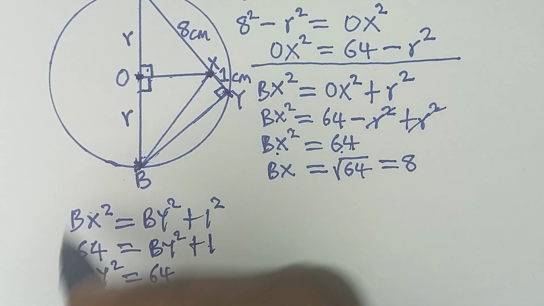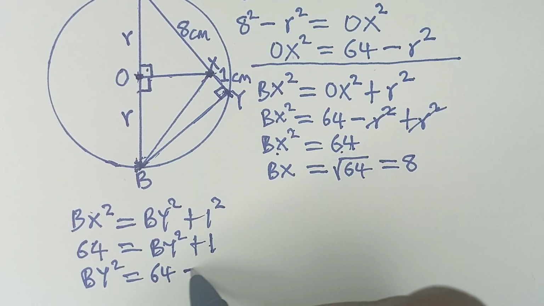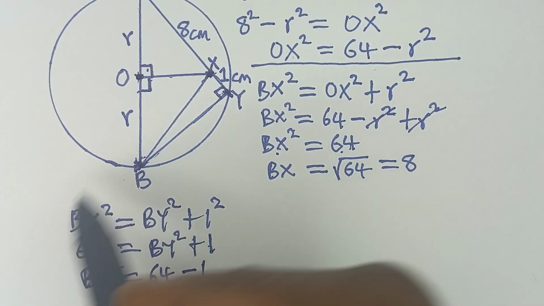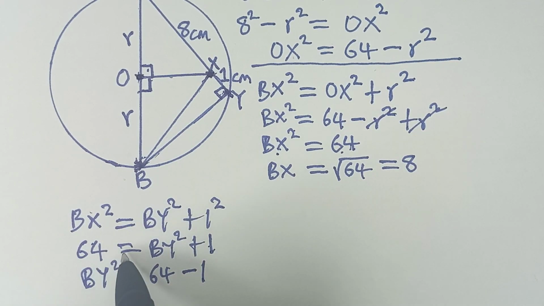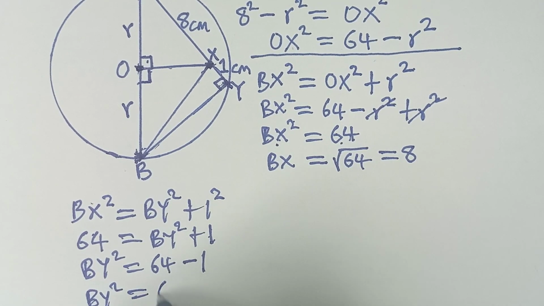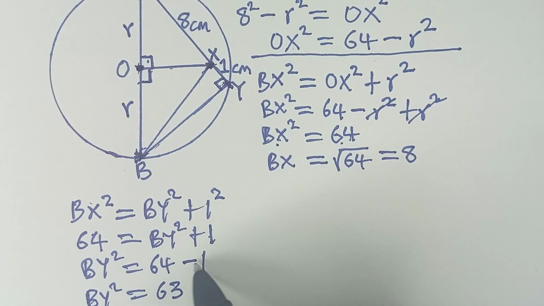This positive 1 goes to that side. It becomes negative 1. Don't forget, I'm taking this positive 1 to the left-hand side to make it 64 minus 1. But instead of writing this left-hand side first, I've decided to write BY square first, and then it's equal to 64 minus 1. So that BY square is equal to 63. 64 minus 1 is 63.